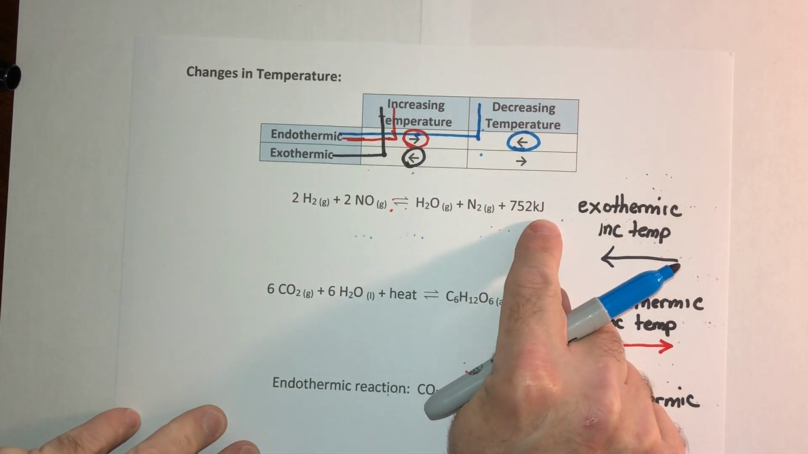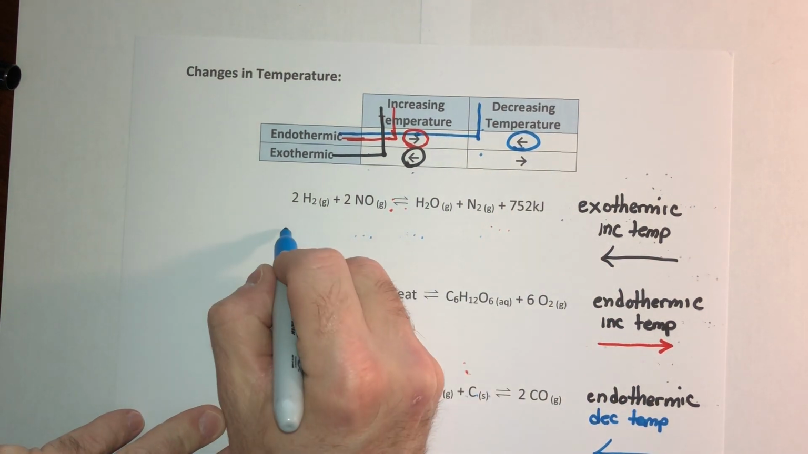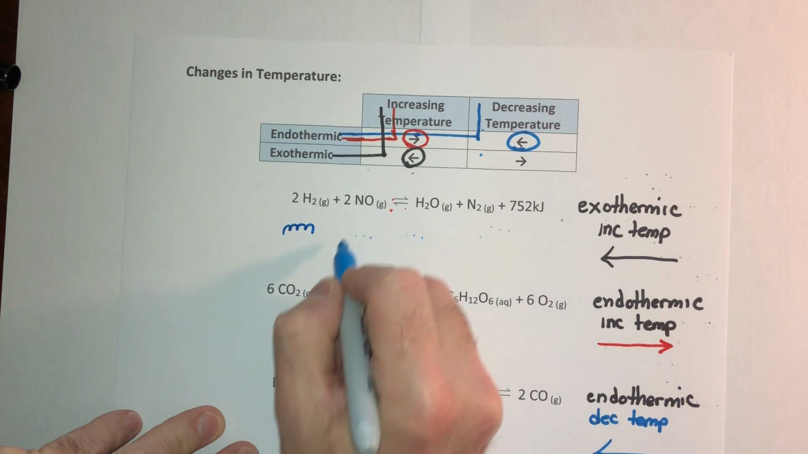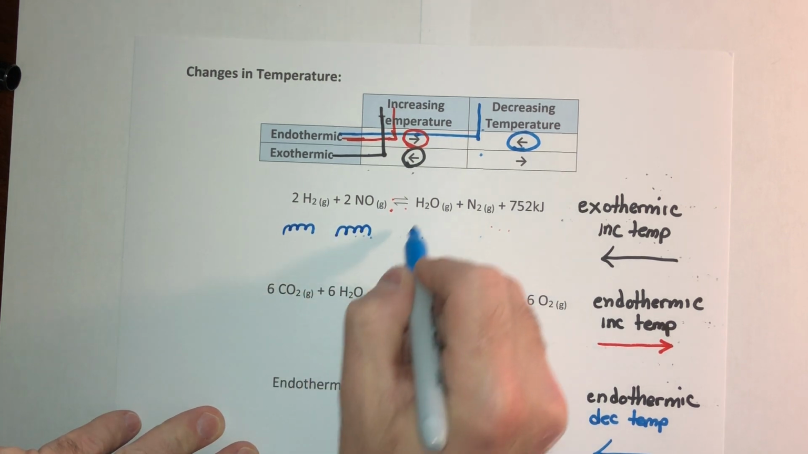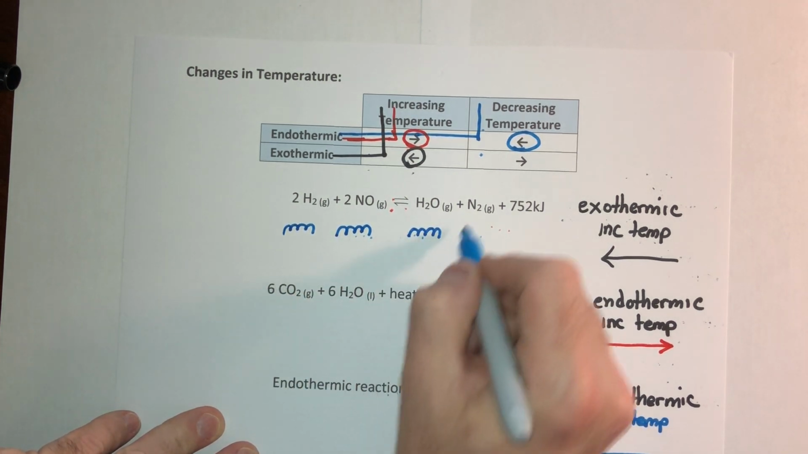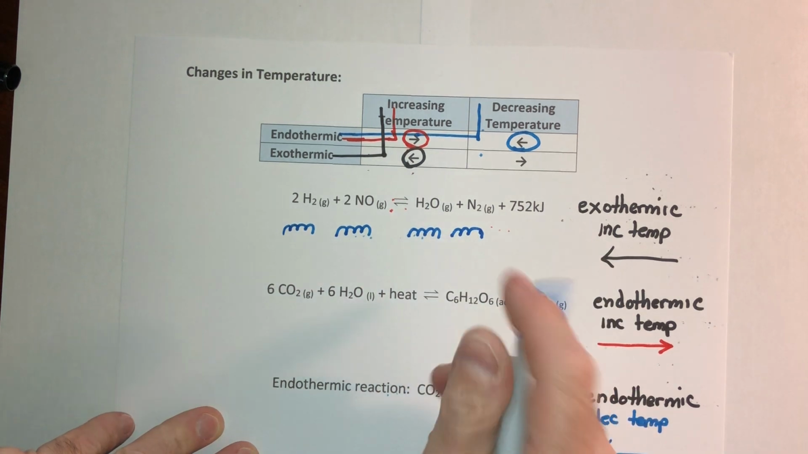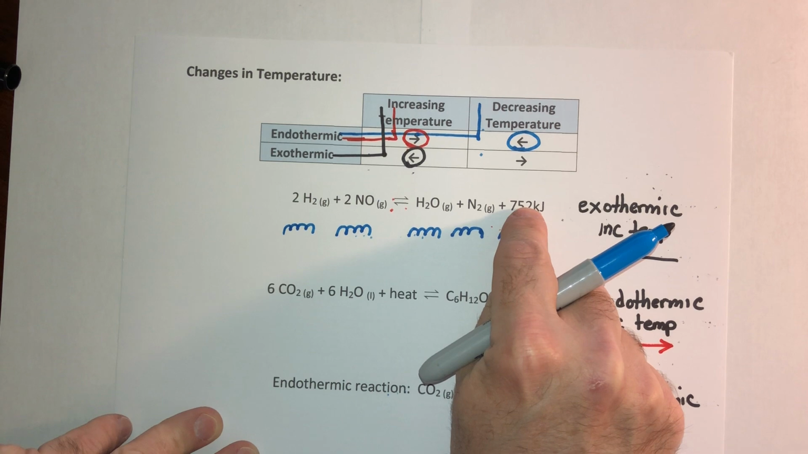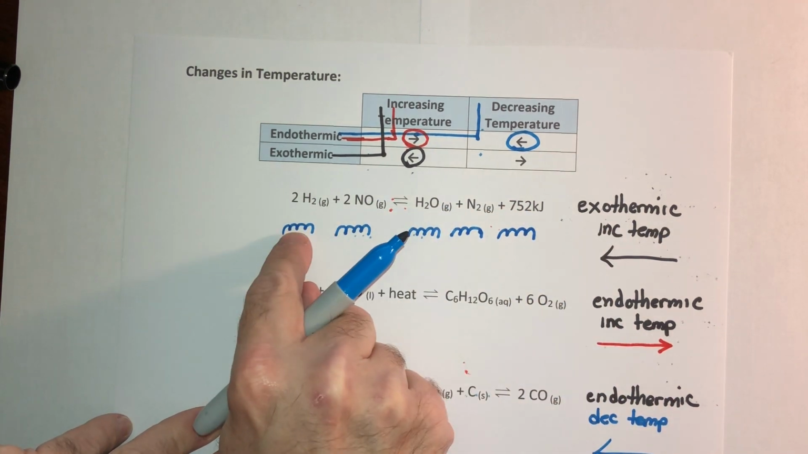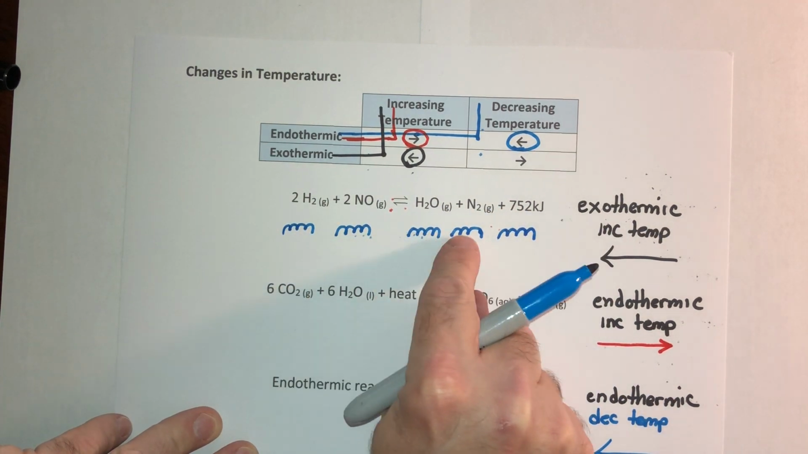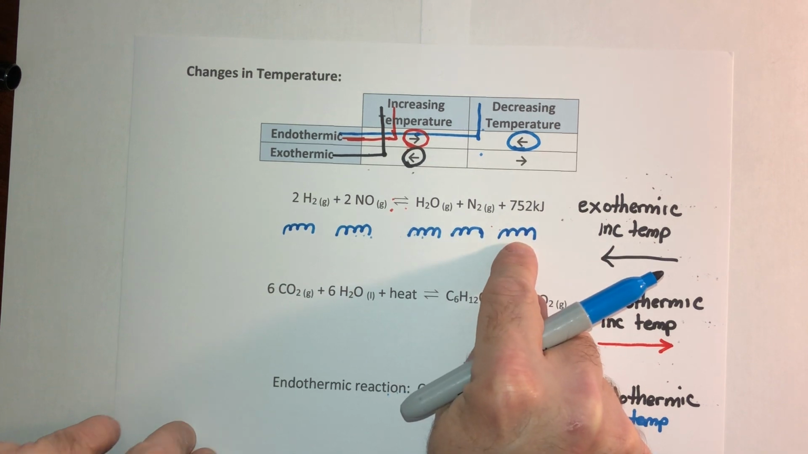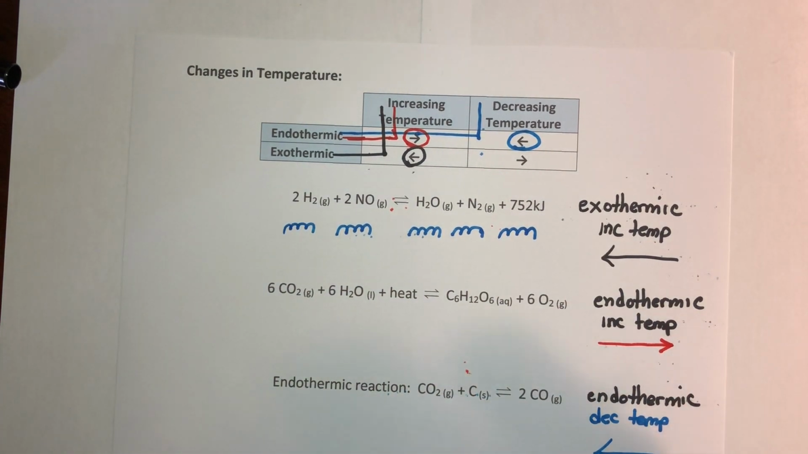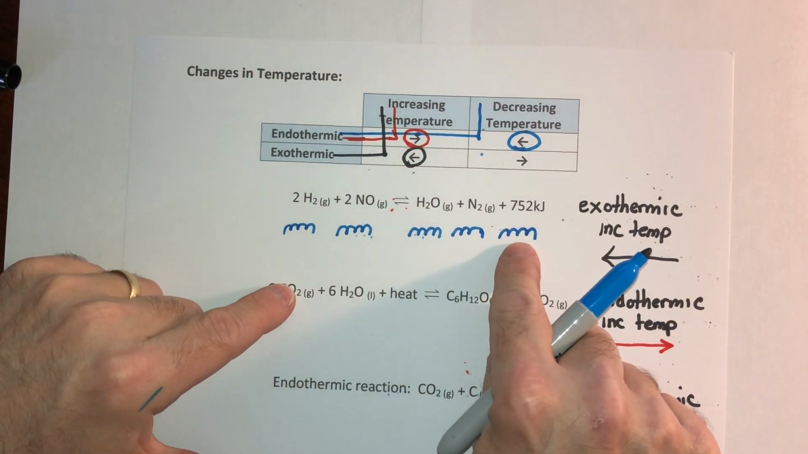Okay, let's talk about this equation. In the beginning, you have some H2, you have some NO, you have some H2O, you got some N2, but you've also got some heat. You can consider the heat to be like a chemical, right? I had some reactant, some product, some heat. You can consider the heat to be like any of the other chemicals. You just have a pile of it. You have some.